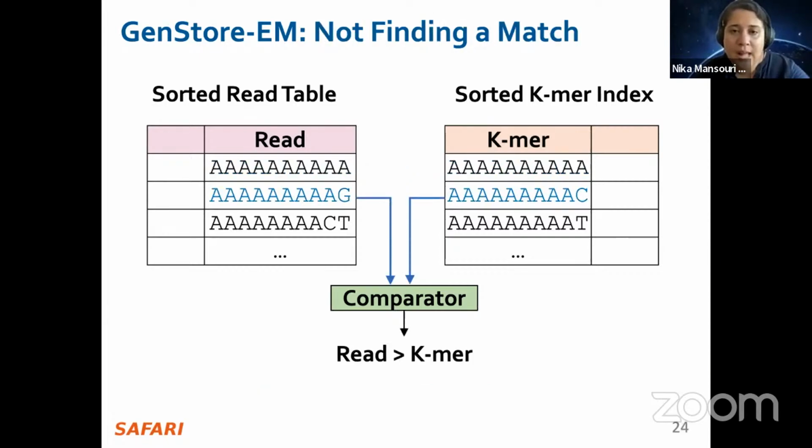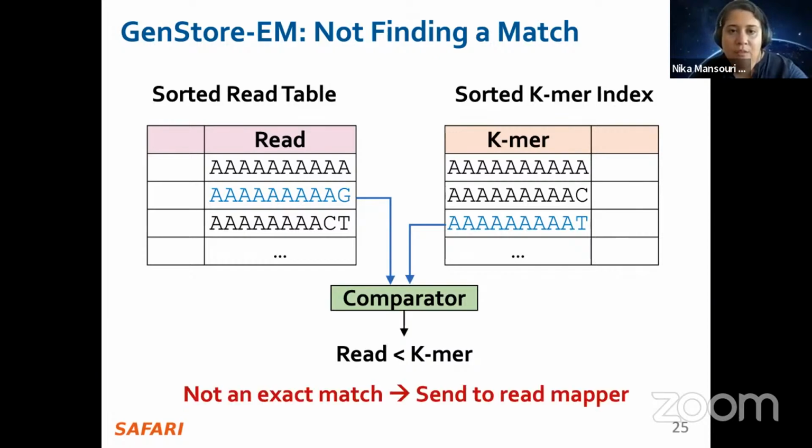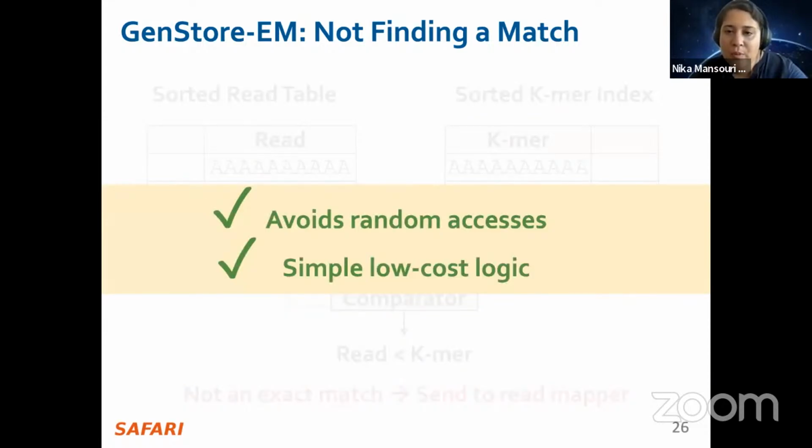Second, if the read is alphabetically larger than the k-mer, we conclude that the k-mer does not match any read because we've been sequentially scanning it so far. And then we go to the next element in the index so we can examine the next k-mer. And then if the k-mer is alphabetically larger than the read, we conclude that the read does not match any k-mer in the index. So it needs to be sent for full read mapping process. And then we go to the next element in the sorted read table so we can examine the next read. So using this technique, GenStore EM avoids random accesses and performs filtering using only simple low-cost logic.